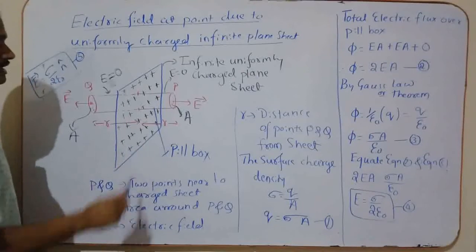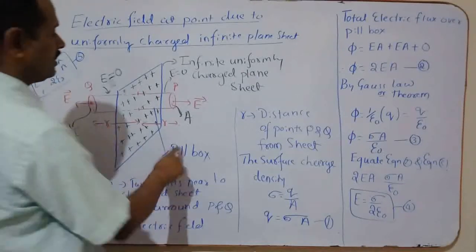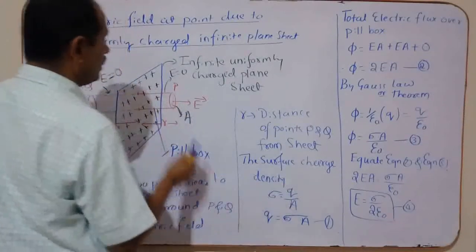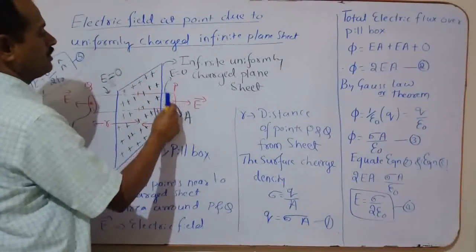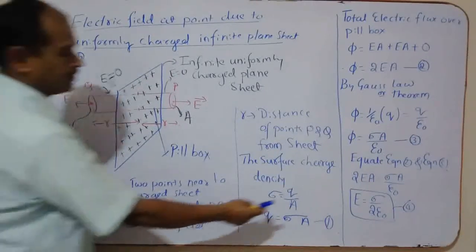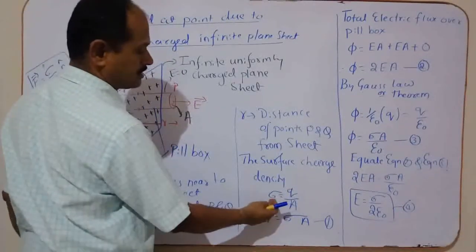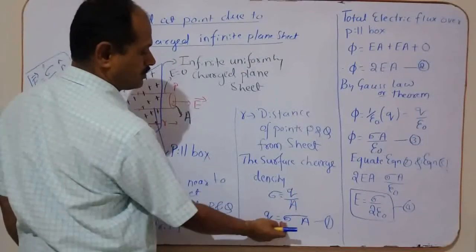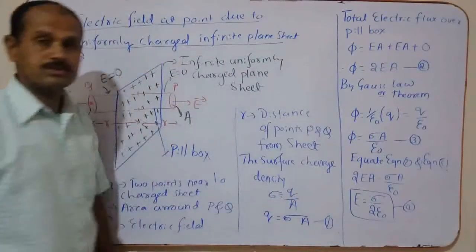This pill box is an imaginary Gaussian surface enclosing the charge Q. At that time, the charge enclosed by this point is Q. The charge enclosed by this point is also Q. Surface charge density is Q divided by A. Now, charge Q is equal to surface charge density into A.